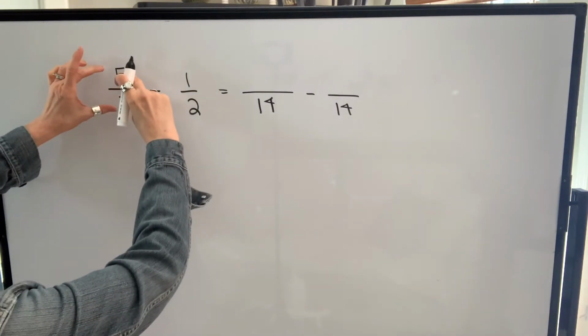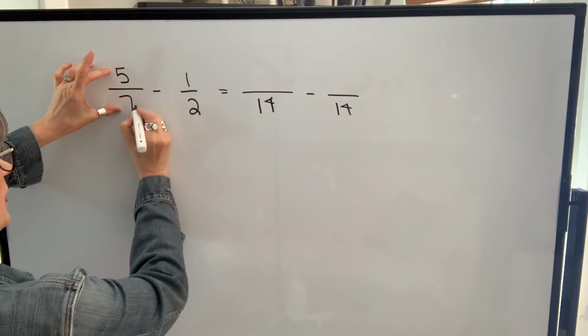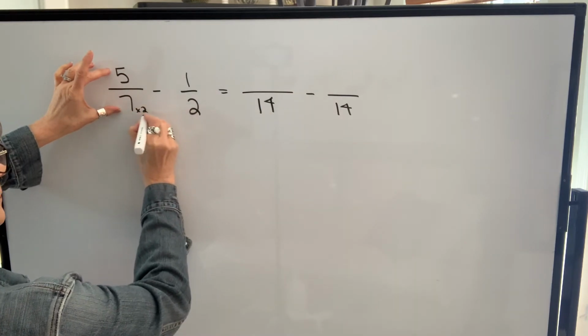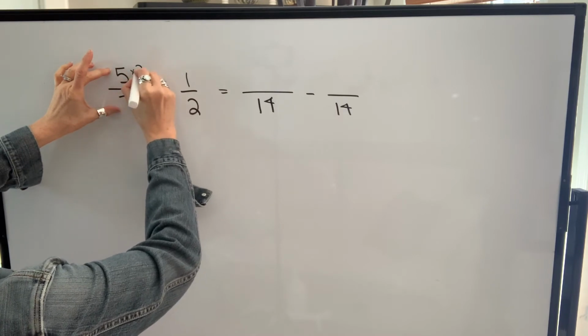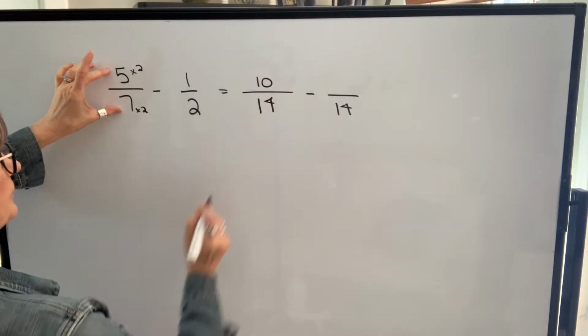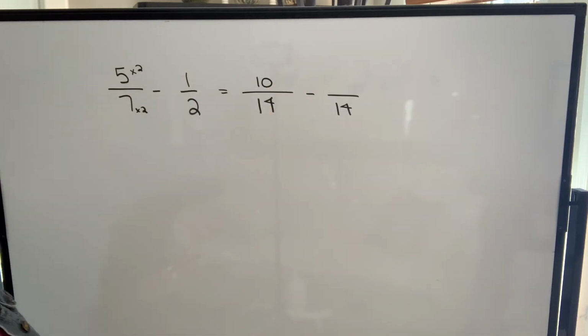So in order to change 5/7 to an equivalent fraction with 14 as the denominator, I'm going to multiply 7 times 2 to get 14. I need to do the same thing to the numerator. So 5 times 2 is 10. So 5/7 is equivalent to 10 over 14.